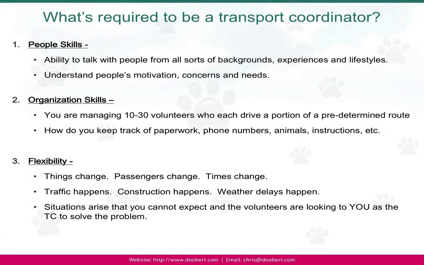Now, if we talk about what are the high bar requirements to be a transport coordinator, obviously first it's people skills. Wow, that sounds really complicated, right? But the ability to talk to people from different backgrounds, different experiences, different lifestyles, that you're going to be encountering lots of different volunteers and recognizing that they are volunteers, appreciating them for what they're doing, and trying to help them out of whatever situation that they're in. So people skills are ultimately very, very important.